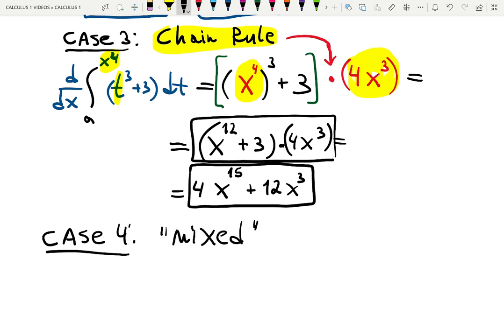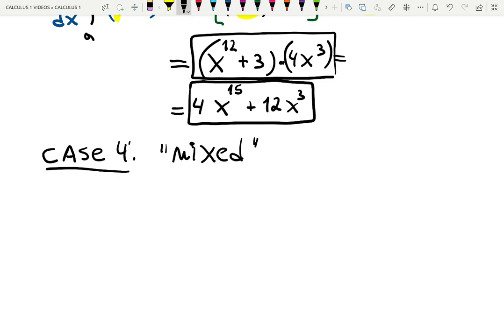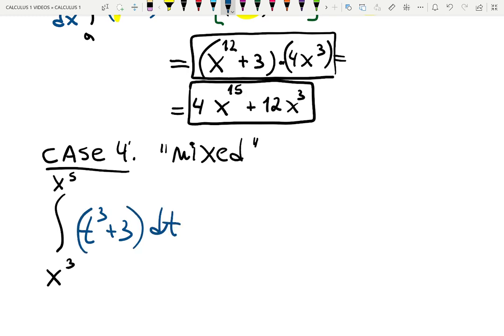As always, math accumulates the knowledge we just had, and we're going to have the integral from x cubed to x to the 5 of t cubed plus 3 dt, differentiating with respect to x. What are you going to do here? We're going to break this integral. So remember, the derivative is still in front of it. It's going to be d/dx, and I'm going to open huge brackets like so.